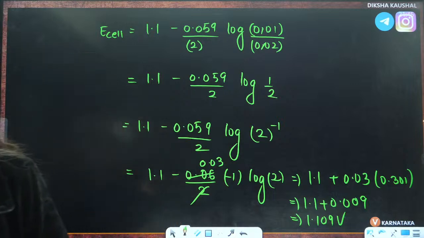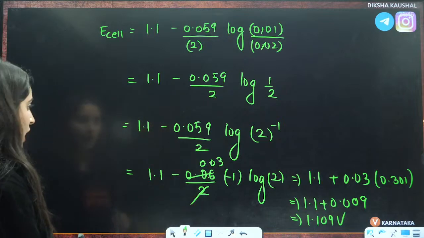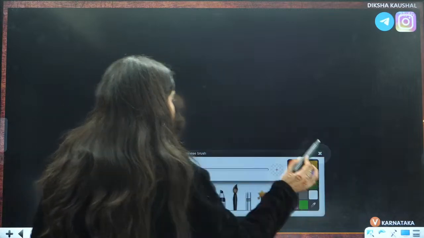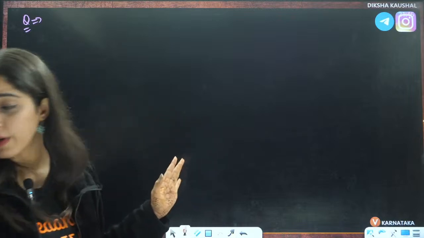Shall we do one more question based on this? Okay, shall we do just one? Because one student asked, ma'am, give me one more example. So I am not giving you a full-fledged numerical here. Just tell me how to calculate the value of E naught here, and what is the value of N here, right?